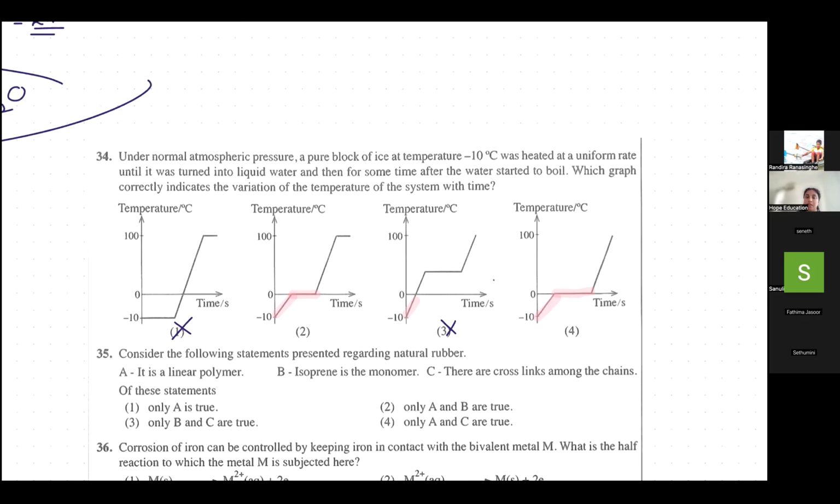Next, until it turned to liquid water and for some time after the water started to boil. Then we heat again. When heating again, the temperature increases until 100 degrees Celsius. For some time after the water started to boil. So is it the second one or the fourth one?